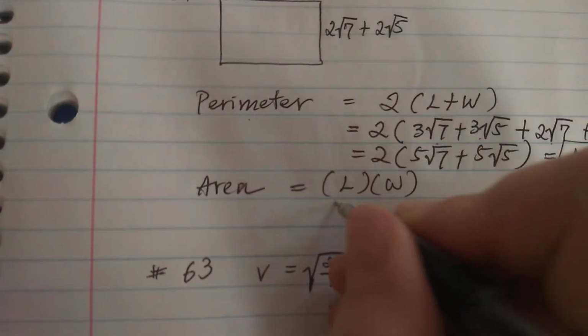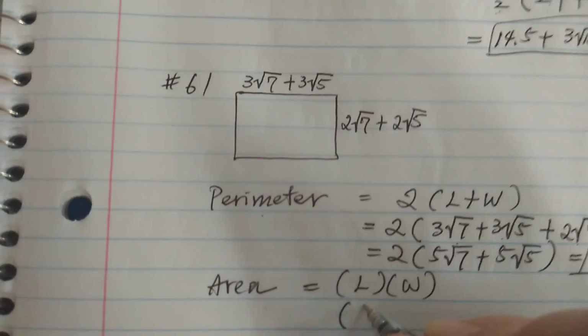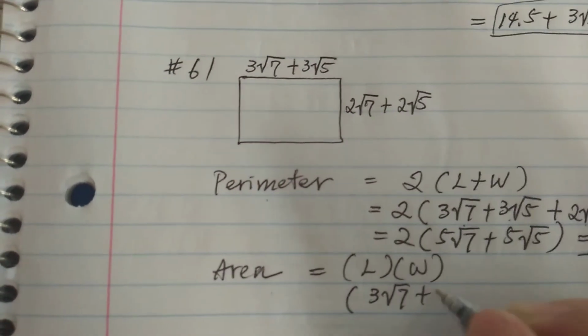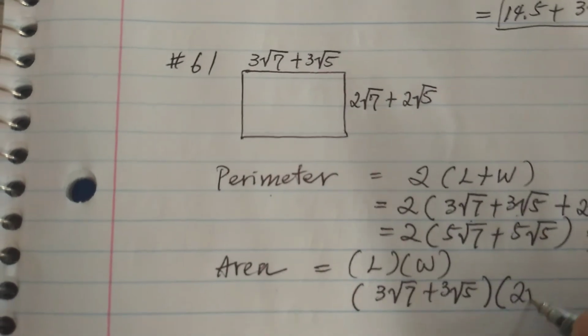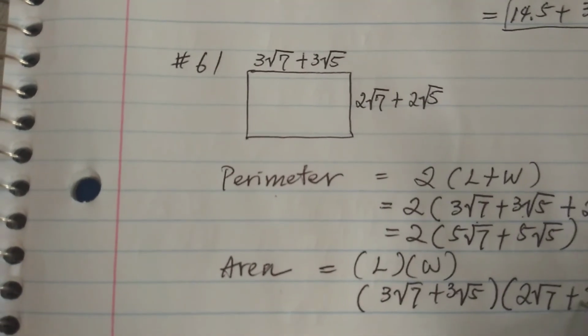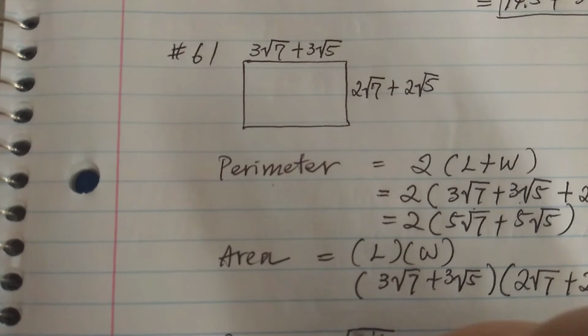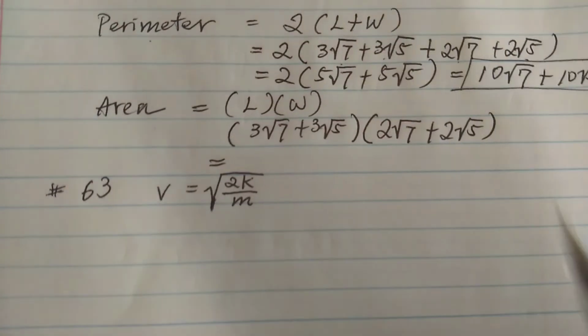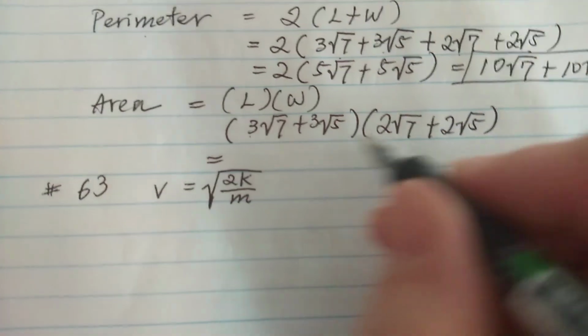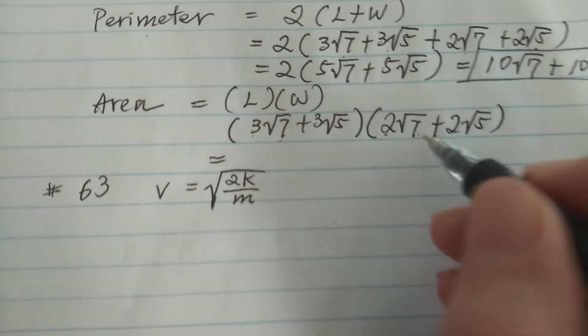Next, the area. We're going to multiply these two now. So 3 radical 7 plus 3 radical 5, parentheses, multiplied by 2 radical 7 plus 2 radical 5. And we will have 6 times 7.